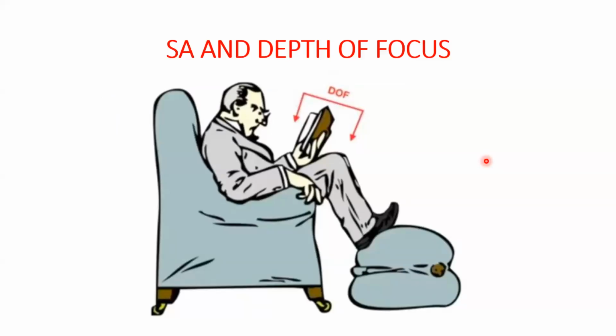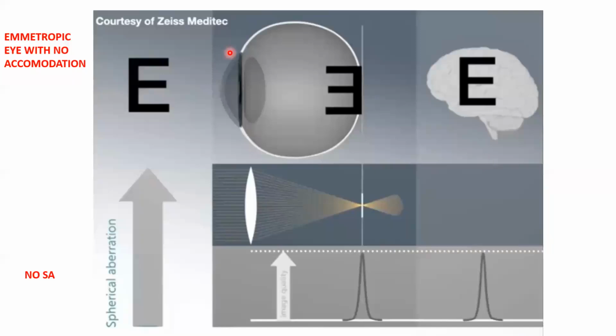Coming to the relationship of spherical aberration and depth of focus. Let us consider that this eye is an emmetropic eye and it has no accommodation, so it is not going to insert bias into our depth of focus discussion. This is the object that we have given to the patient, and this is the image that is formed at the focal point on the fovea. Since it's an emmetropic eye, the image on the retina is sharp, and the image perceived by the brain is also sharp. In this patient, there is no spherical aberration, and the image has been formed only on the fovea.